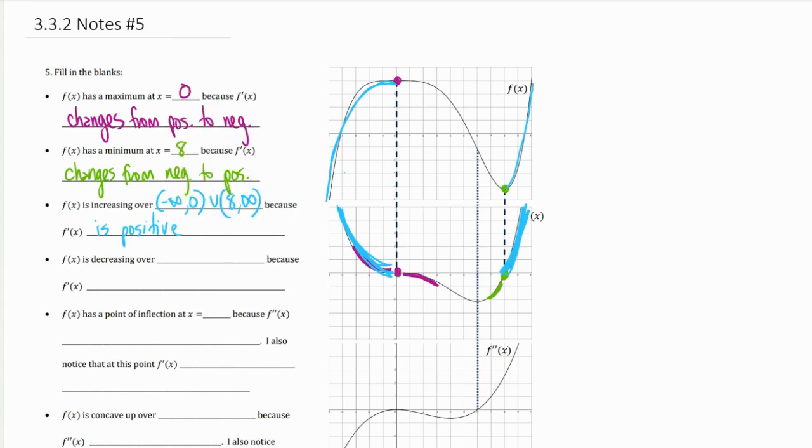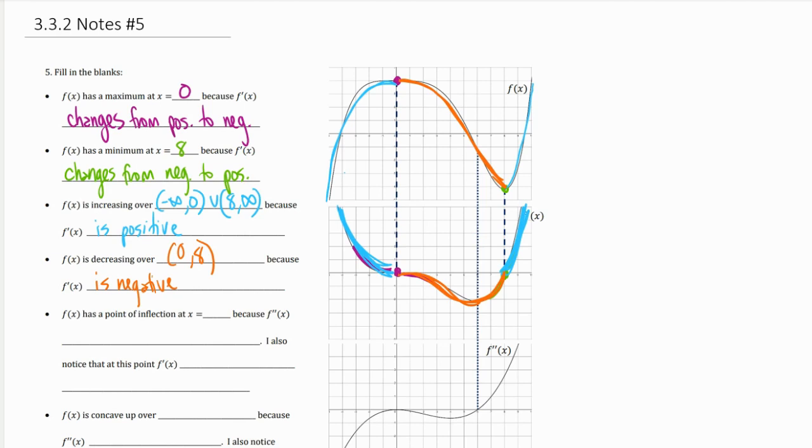Okay, and then f of x is decreasing from 0 to 8. And what's happening on f prime from 0 to 8? Oh, f prime is negative. It's below the x-axis. So we kind of knew this already, that when f is increasing, that means the slope is positive. If the slope is positive, that means f prime, aka the slope function, is also positive, et cetera, et cetera.